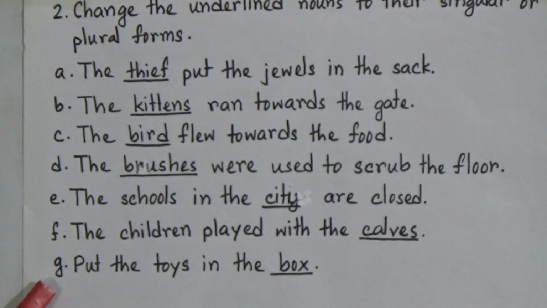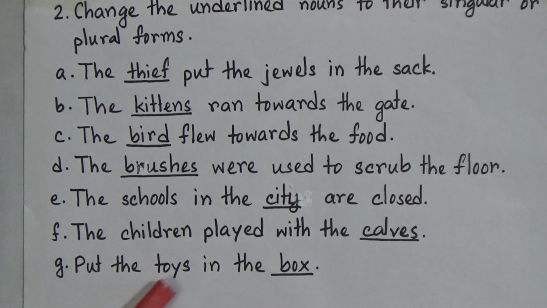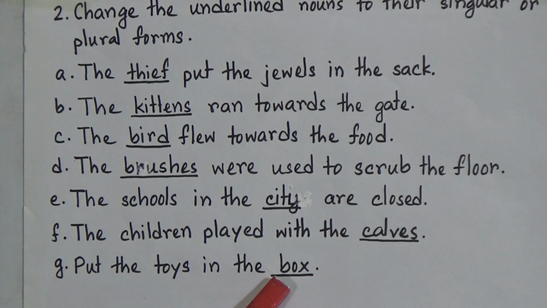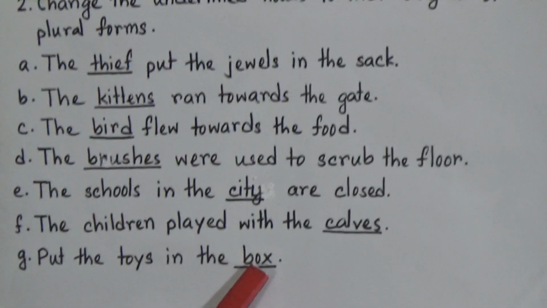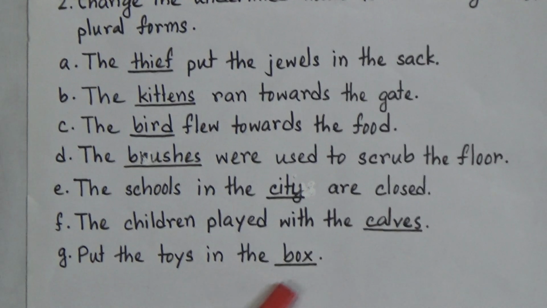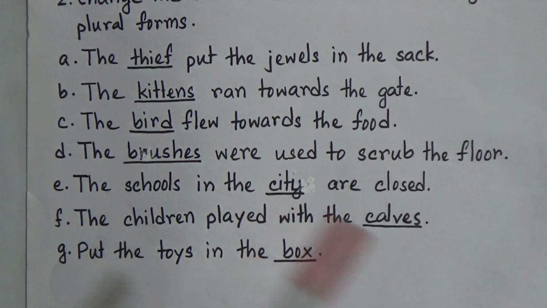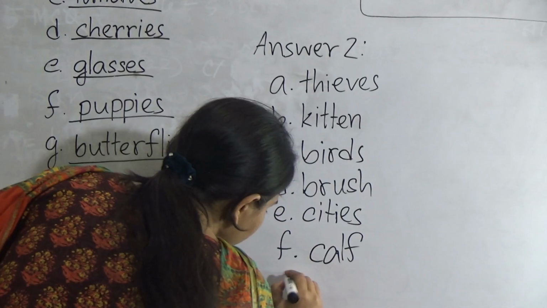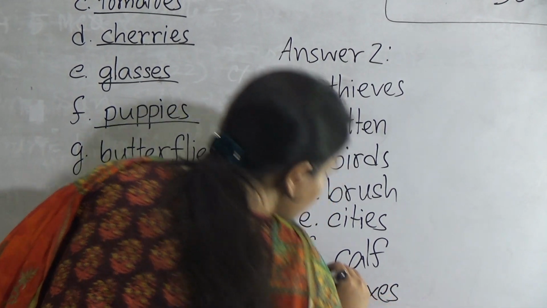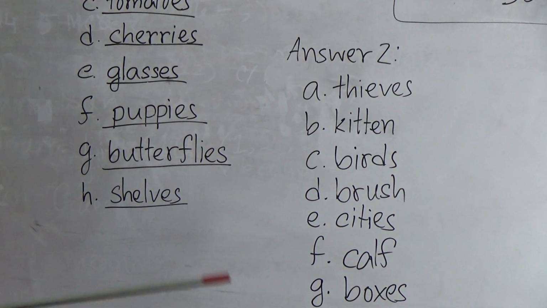Now we will go to number G. Put the toys in the box. The underlined word is box. And if the word ends in X, we all know that we will just add es to make it plural, and the word box is in the singular form. Now let's change it to plural form. So number G will be boxes, B-O-X-E-S. We will just add es to make it plural.